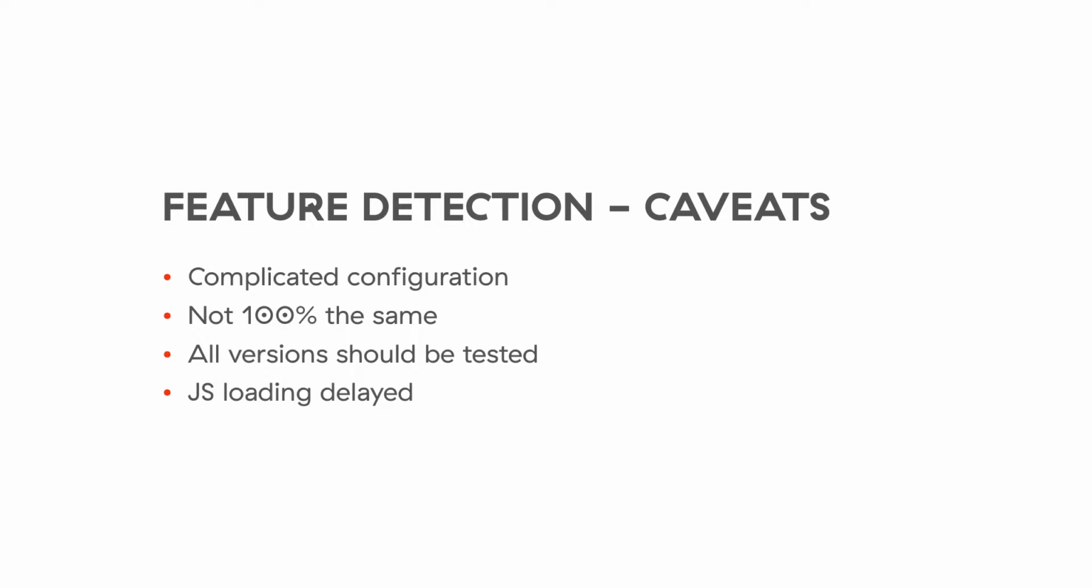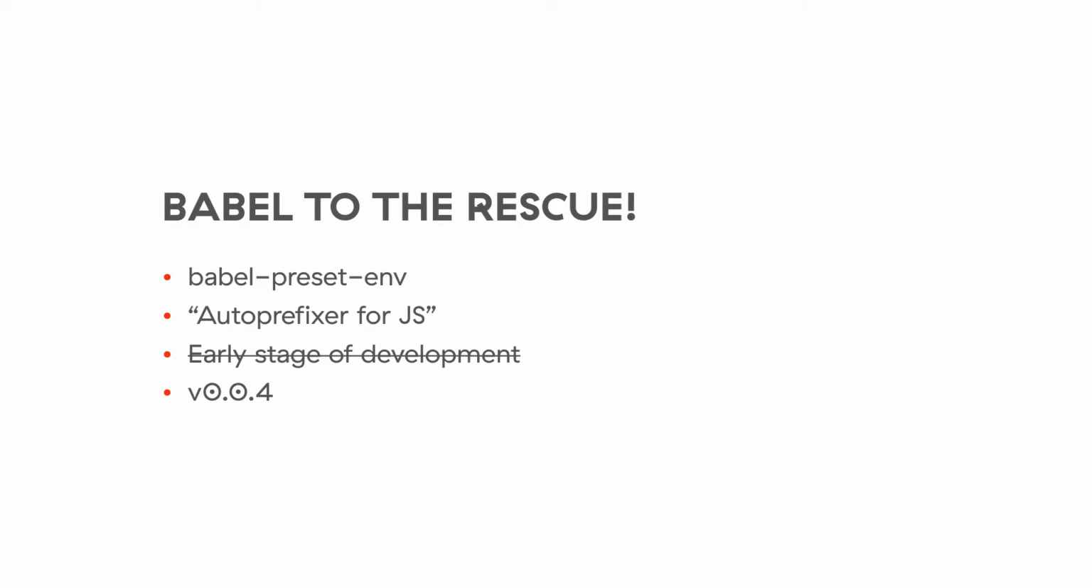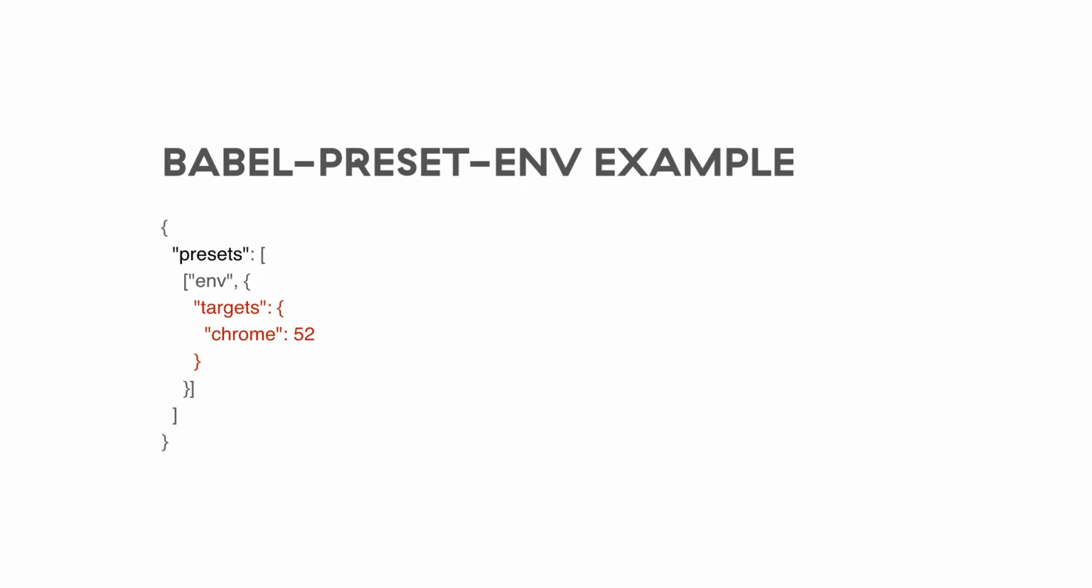Well, since this is pretty hard to configure, there's actually one Babel preset that's pretty helpful with it. It's called babel-preset-env, and it's kind of an autoprefixer for JavaScript. And last week when I prepared this presentation, it was in an early stage of development, and now it's at 0.0.4, and it's kind of ready to go. And it's really simple to use. So basically, you have your configuration like you normally do, and you just define the targets. So in this case, it would transpile and make sure everything works in Chrome 52. But you could add other browsers, etc.